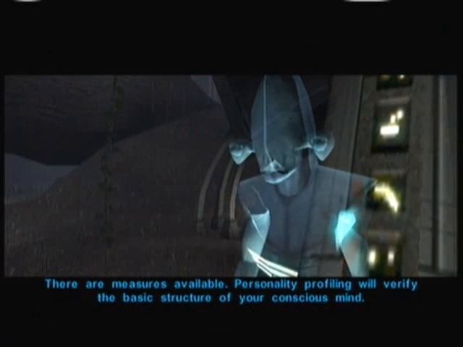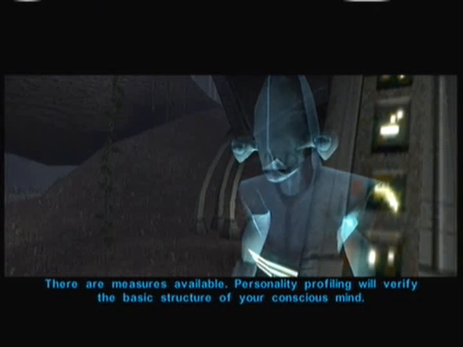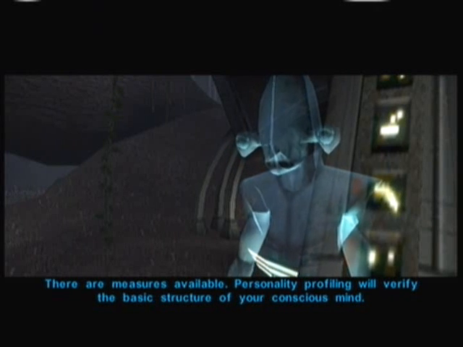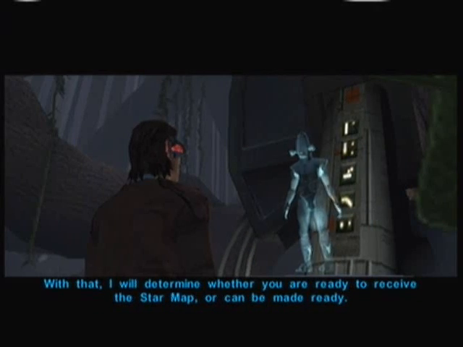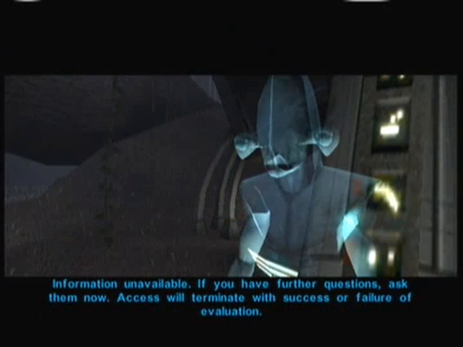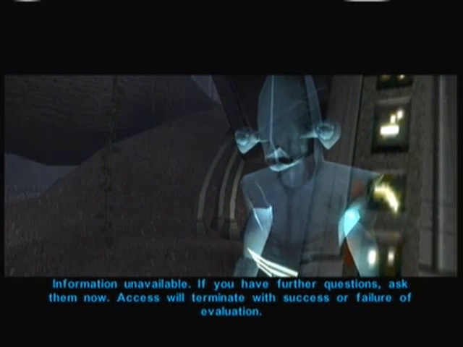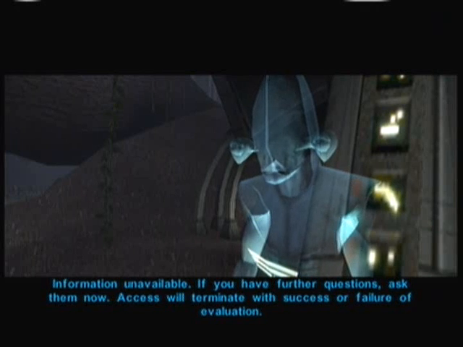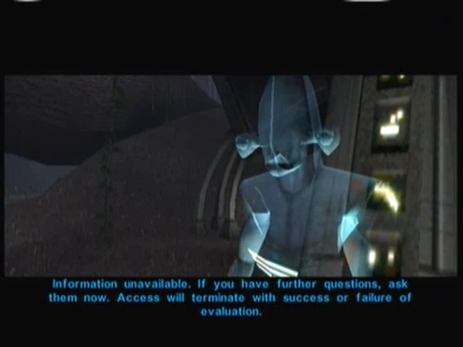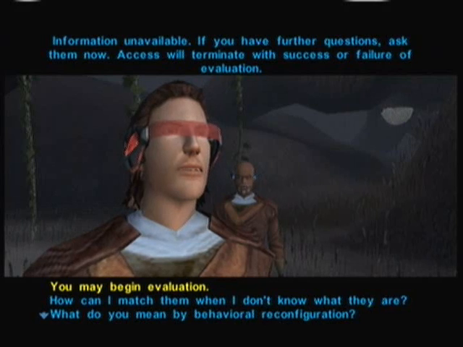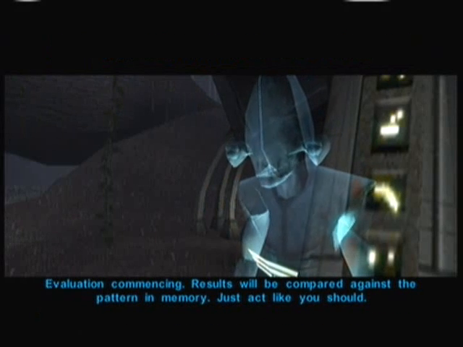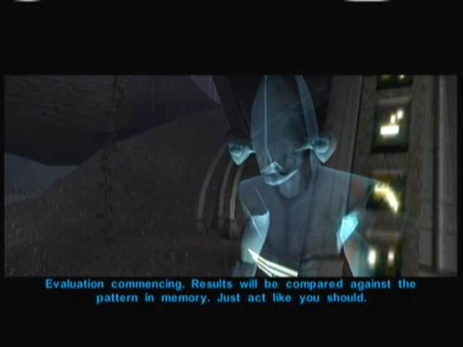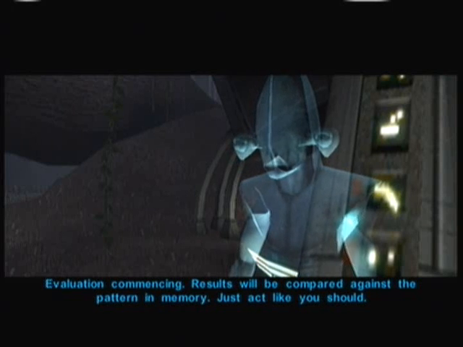There are measures available. Personality profiling will verify the basic structure of your conscious mind. With that, I will determine whether you are ready to receive the star map, or can be made ready. What do you mean by that? Information unavailable. If you have further questions, ask them now. Access will terminate with success or failure of evaluation. You may begin. Evaluation commencing. Result will be compared against the pattern in memory. Just act like you should.